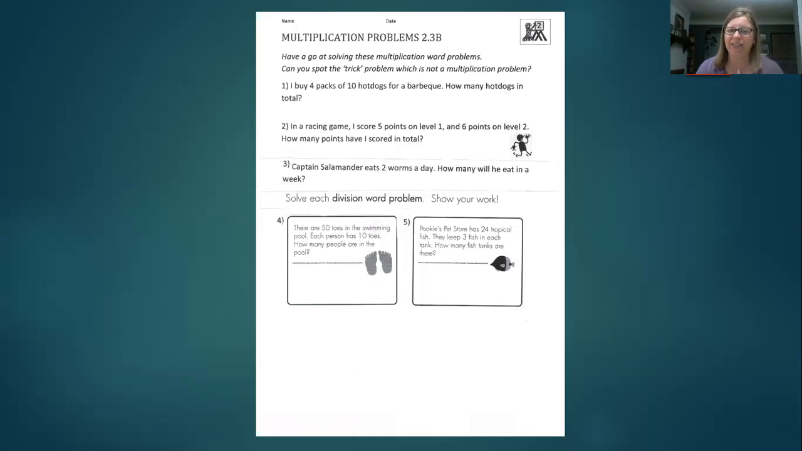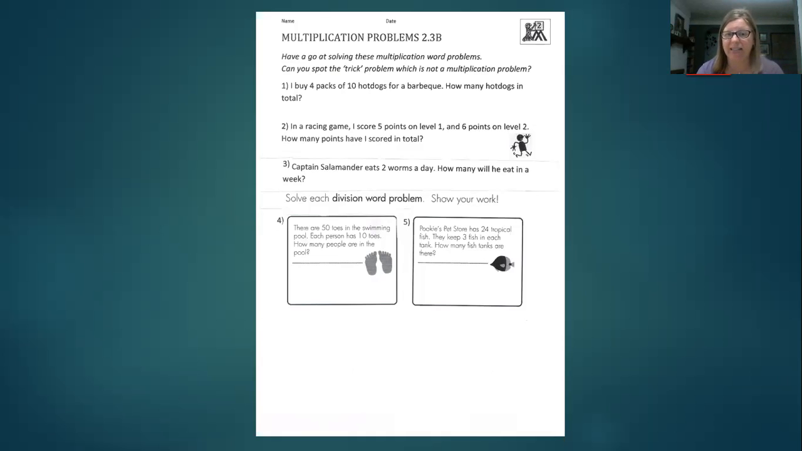All right, so the next story is, there are 50 toes in the swimming pool. Ooh, we've been in our pool a lot and it's so nice. There are 50 toes in the swimming pool. Each person has 10 toes. How many people are in the pool? Again, use counters, pictures, and numbers and words on a separate piece of paper so that you can figure out the solution to this problem.